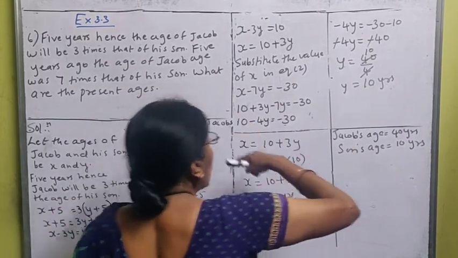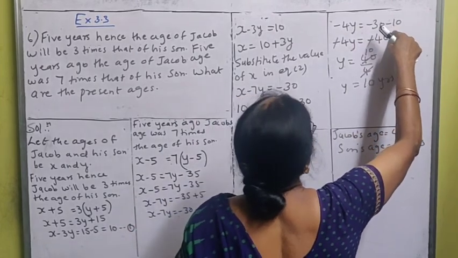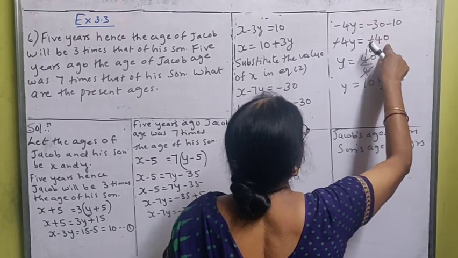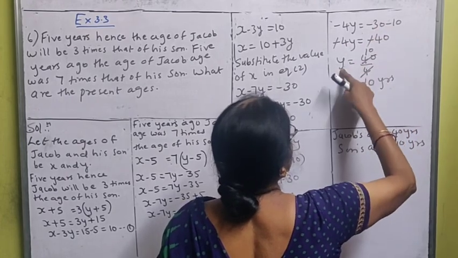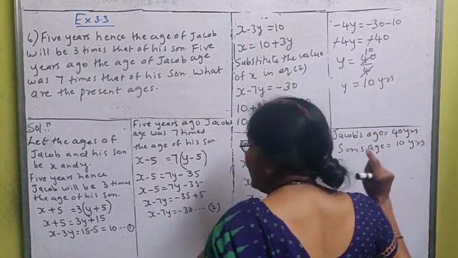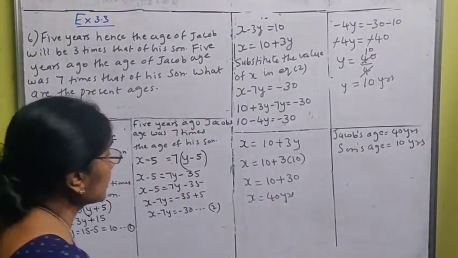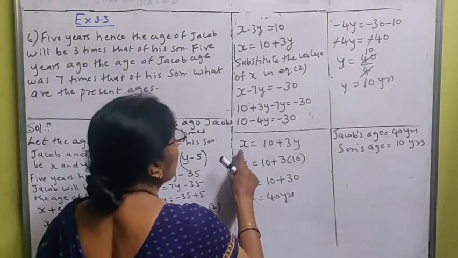So what shall I do? I will take 10 to the other side. So minus 4Y is equal to minus 30 minus 10, so minus 4Y is equal to minus 40. The minus signs cancel. Y is equal to 40 by 4, so Y is equal to 10 years. So Y is whose age? The son's age. So the son's age is 10 years. X is the father's age, so we have to find the father's age.